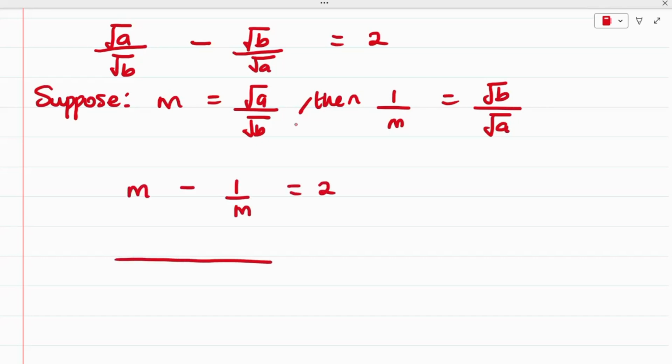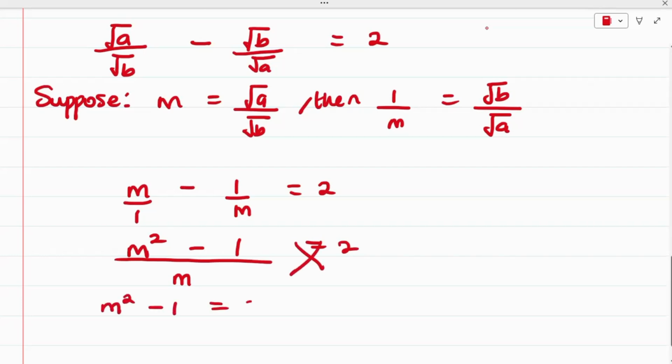So we take the LCM, we have the LCM to be m, this is over 1. So 1 divided by m is m, times m is m square, minus m divided by m, 1 times 1 is 1, and this is equal to what? 2. Alright, so we cross multiply, we have m square minus 1 is equal to 2 multiplied by m. So we have m square minus 1 is equal to what?